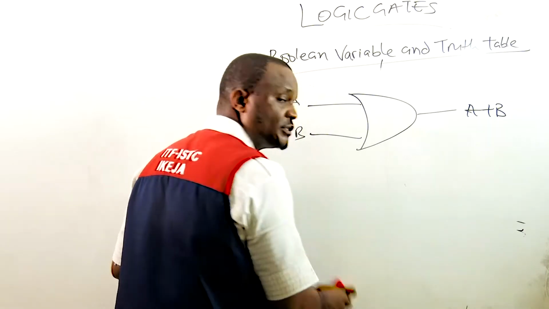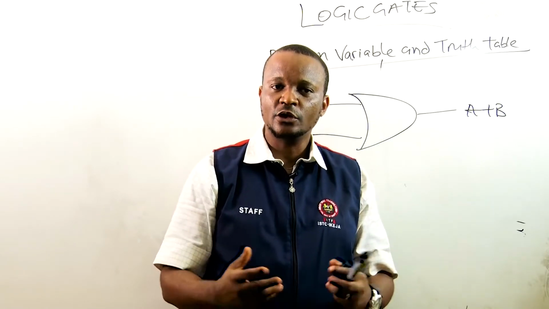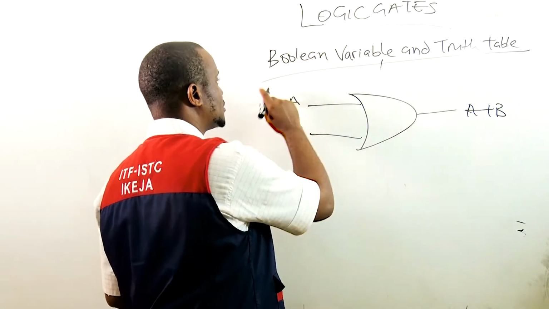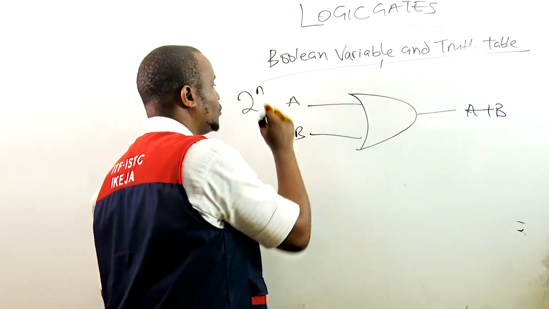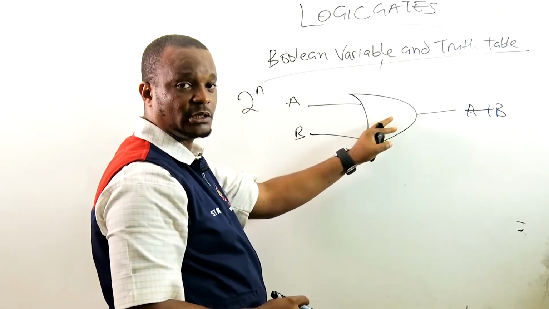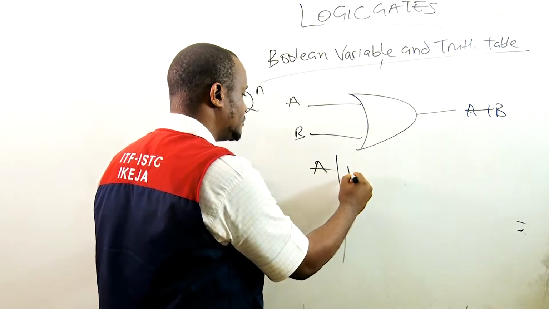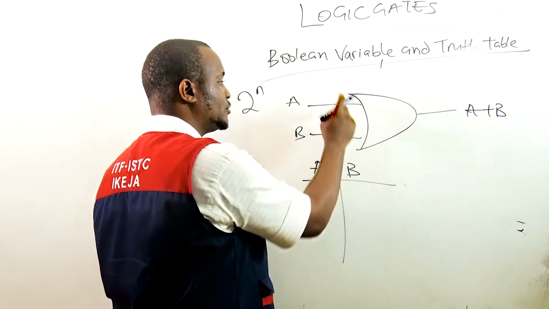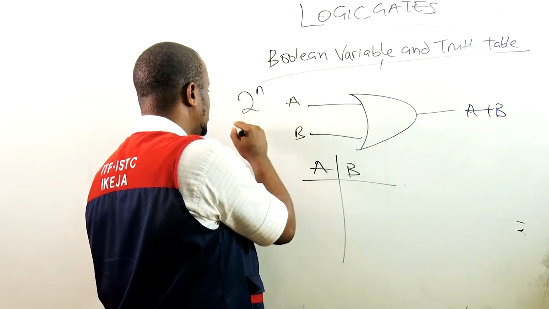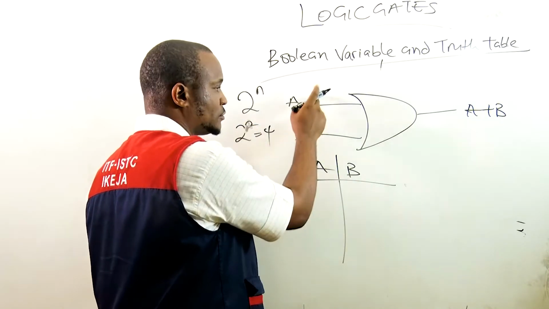These are all possible value combinations at the logic level represented at the inputs. And there's a formula for that, which is 2 raised to the power n, where n is the number of inputs to the logic gate. So the possible values of A and B that can go into this logic gate, which is the truth table, is represented by 2 raised to the power n. 2 raised to the power 2 is what? 4, because it has 2.